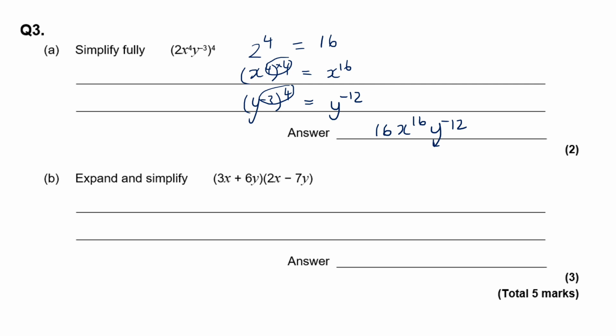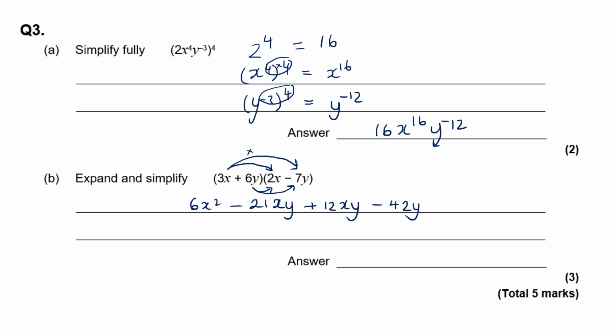Next question is asking us to expand and simplify. So we're going to expand the double brackets. It's going to be 3x times 2x, that's going to give us 6x squared. 3x times negative 7y is going to give us negative 21xy. 6y times 2x is 12xy. And then 6y times negative 7y is going to give me negative 42y squared.